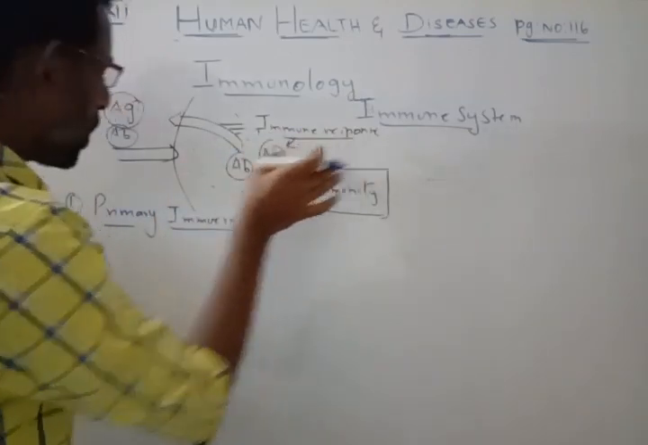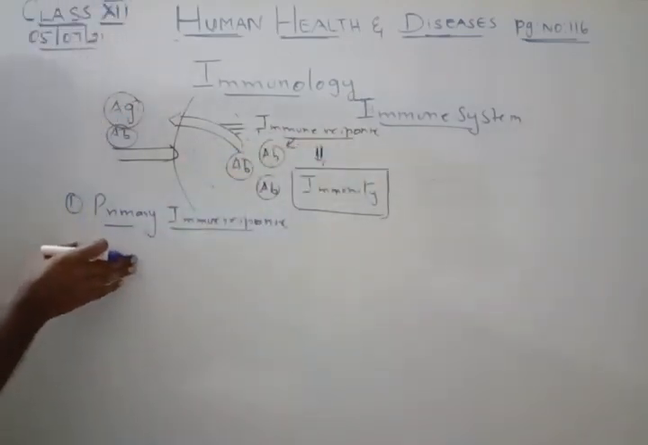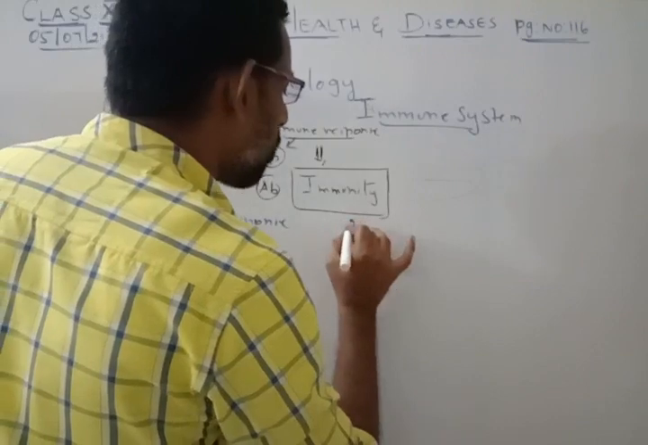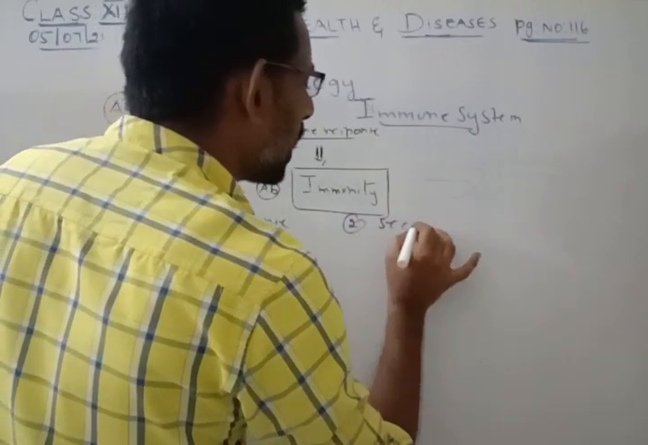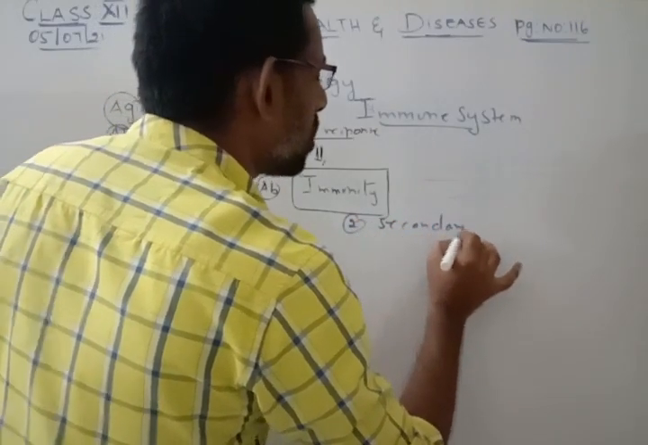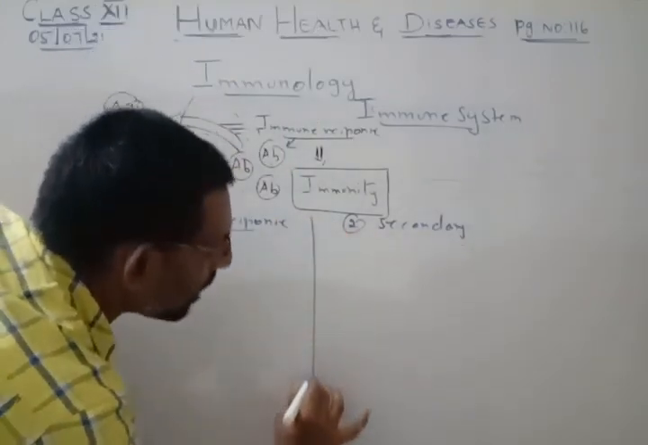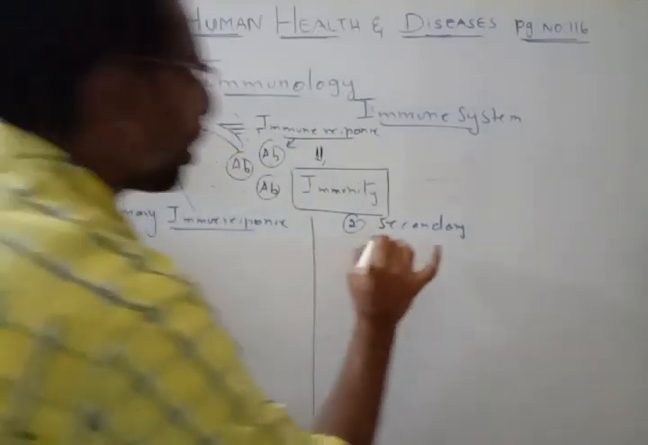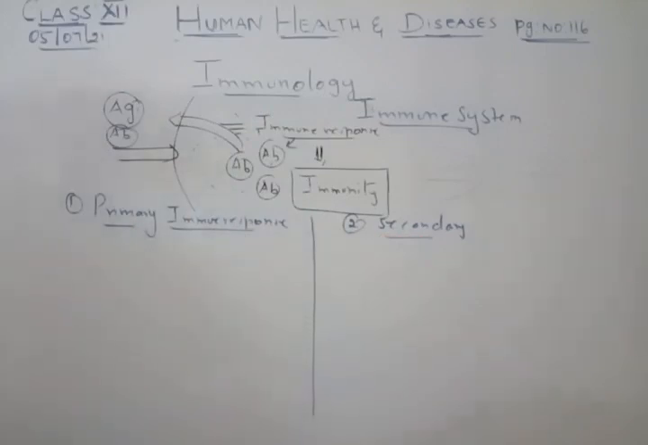Now this immune response falls into two types: primary immune response, and the second one is called secondary immune response. The difference between the primary and secondary immune response is very important, right? So now, what is this primary immune response?